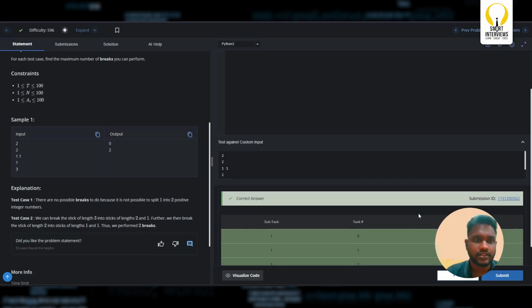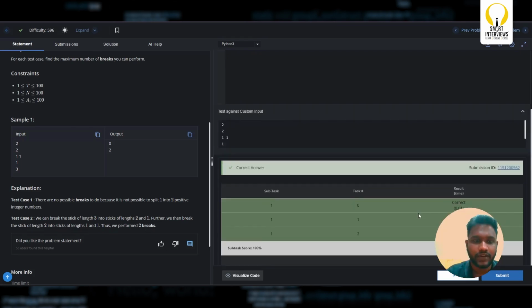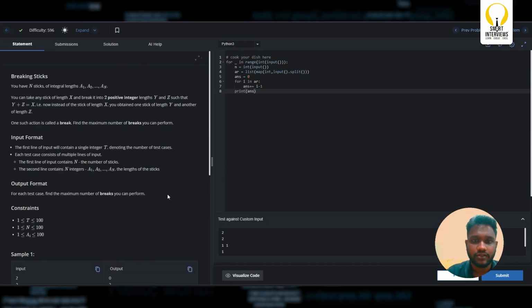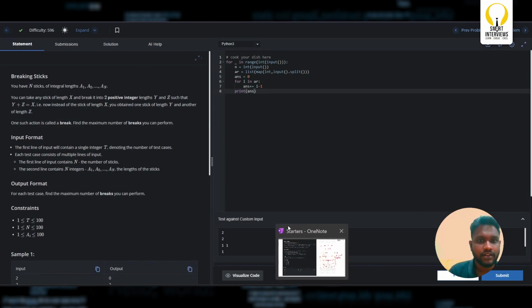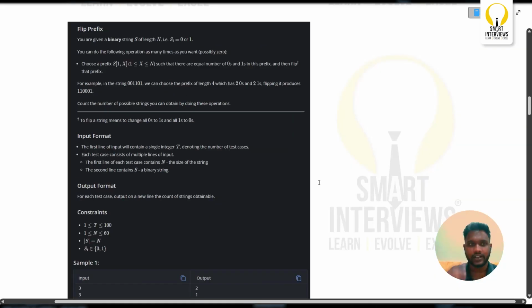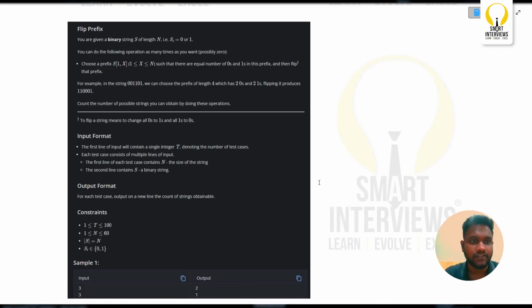Yeah. This is our second question. It was quite simple, right? All we had to do was do length of the stick minus 1. Okay. So since this is done, we'll move on to our third question. Let's look at our third question in the day 4 starters 181.